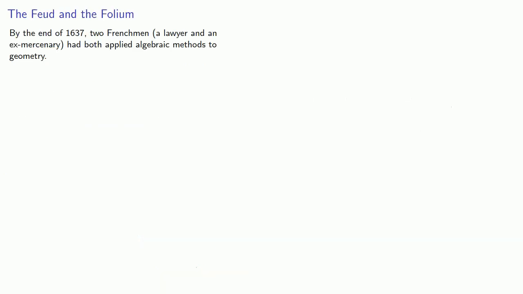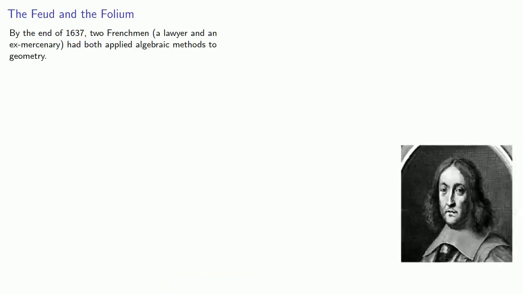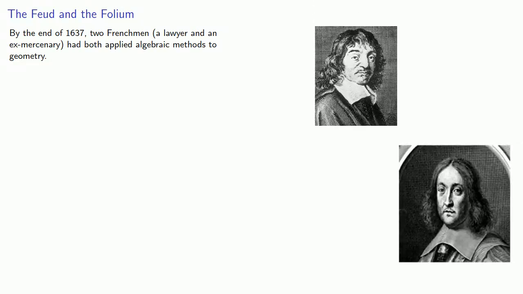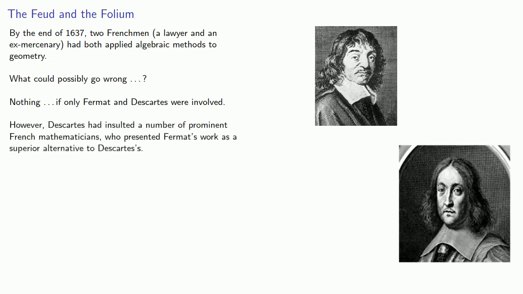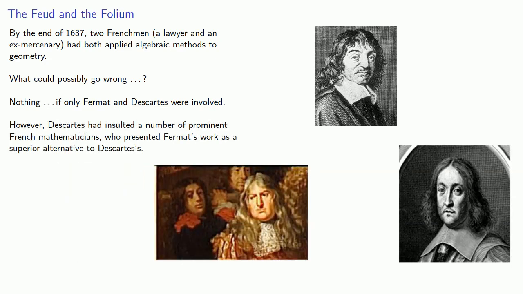By the end of 1637, two Frenchmen, a lawyer and an ex-mercenary, had both applied algebraic methods to geometry. What could possibly go wrong? Well, nothing, if only Fermat and Descartes were involved. However, Descartes had previously insulted a number of prominent French mathematicians who presented Fermat's work as a superior alternative to Descartes'. Now, remember, Fermat was a lawyer and not an academic, so he was probably unaware of the feud between Descartes and the French mathematicians.